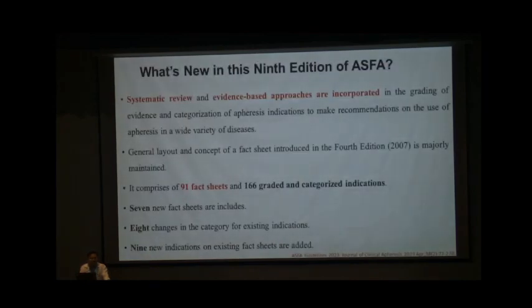So what's new in this 9th edition of the ASFA? Previously, till 2019, they were incorporating only RCTs, CT, CS, and case reports, while in this edition they have also considered systematic reviews and evidence-based approaches, and the general layout was similar to the 4th edition. There are 91 fact sheets and 166 graded, categorized indications, and 7 new fact sheets are included, 8 changes in the category of existing indications, and 9 new indications on the existing fact sheets.